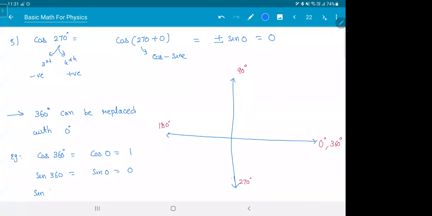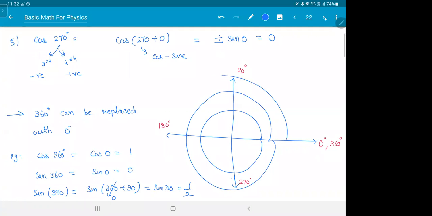Suppose if I give like this, sine 390, this can be written as what? Sine 360 plus 30. 360 is 0. So sine 30 is half. Are you getting it? So once you cross 360, right, you can keep removing 360 degrees. So wherever you see 360, just put 0 there. So 360 or 0 both are equivalent because you completed a revolution and came back to the same place. Does this make sense? 360, and again you're starting from here. So you can keep removing 360s.